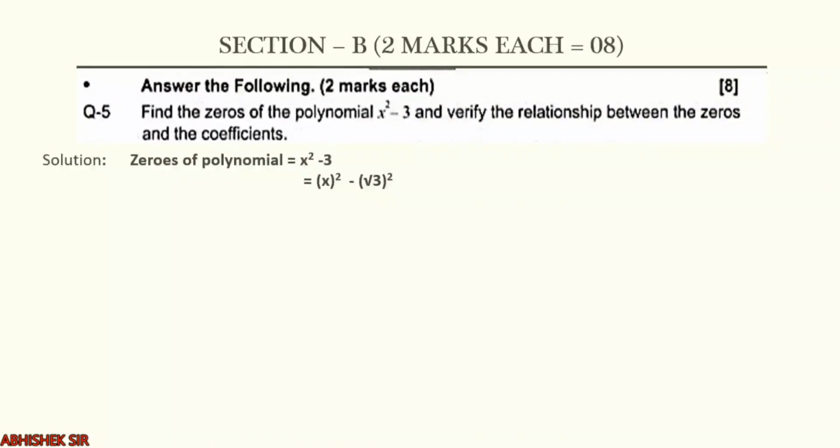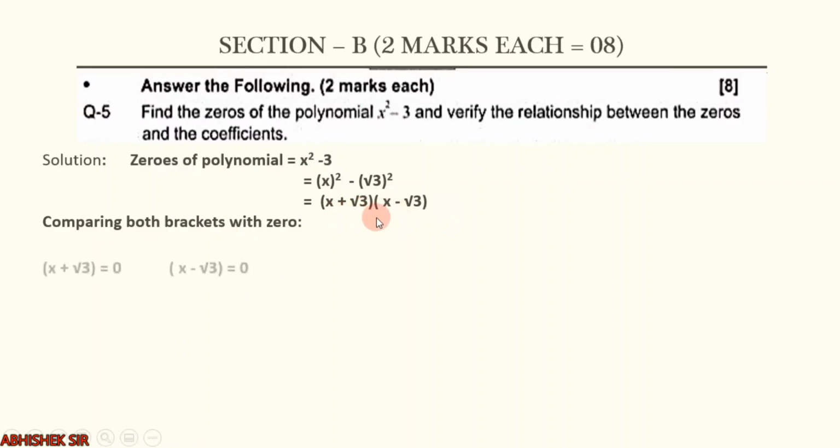That means x square is the square of x, and 3 is the square of root 3. So we can split them into (x plus root 3)(x minus root 3). So if you want to find the zeros of this polynomial, then we have to compare both these brackets with 0.